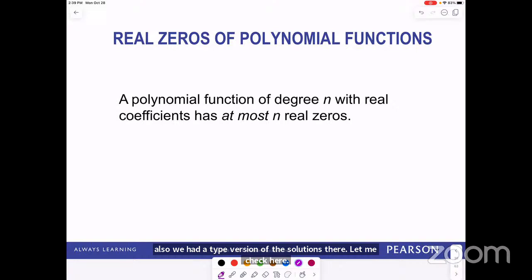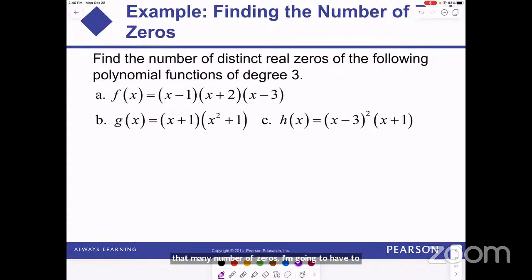A polynomial function of degree n with real coefficients has at most n real zeros. So once you identify the degree of the polynomial, you have at most that many zeros. Like quadratic, where the highest power is 2, we have at most 2 zeros. You're not guaranteed 2 zeros, but you're guaranteed to not have more than 2 zeros, right? So we have at most that many zeros. I'm going to have to defer you to my recording for this one.